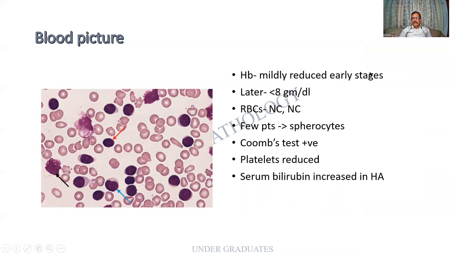So hemoglobin is mildly reduced, but later on it can become moderately reduced. RBCs are normocytic, normochromic. And a few patients can be having spherocytes. There can be an acquired spherocytosis, where Coombs test can be positive. Platelets are reduced. In all the leukemias, platelets are reduced except CML. And serum bilirubin can be raised if it is going to be a hemolytic anemia. And there are some cells, as we make a smear, they become smudged or squashed. And I cannot make out what they are. They are called smudged cells.